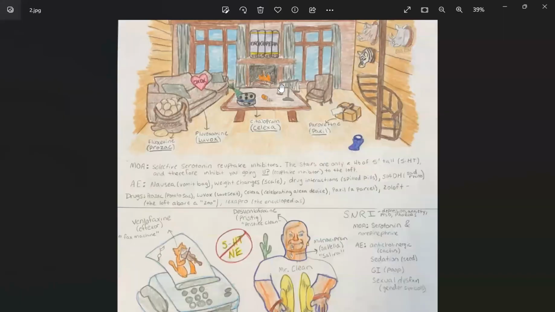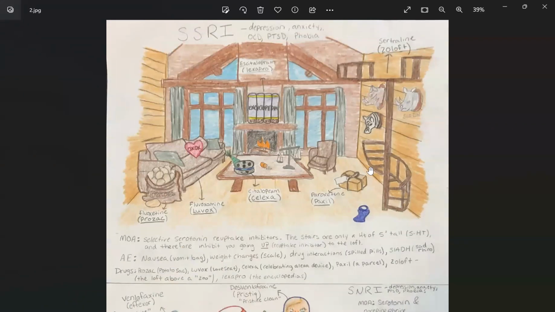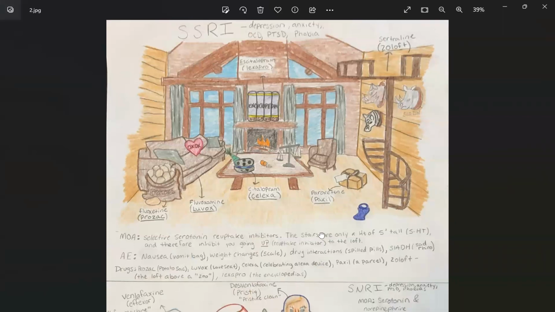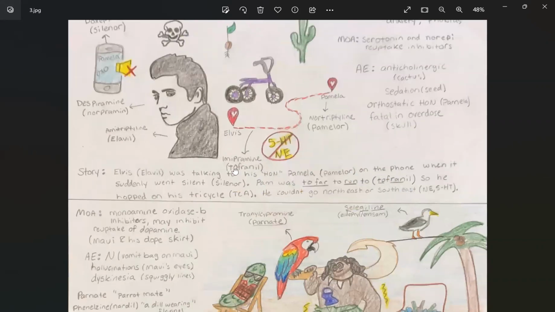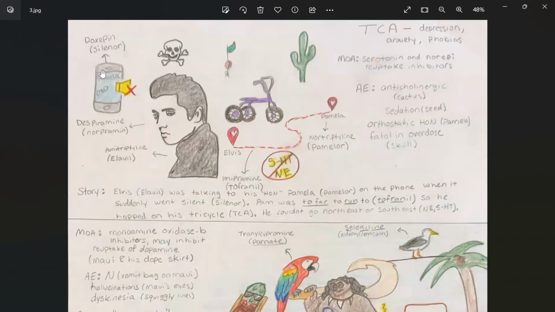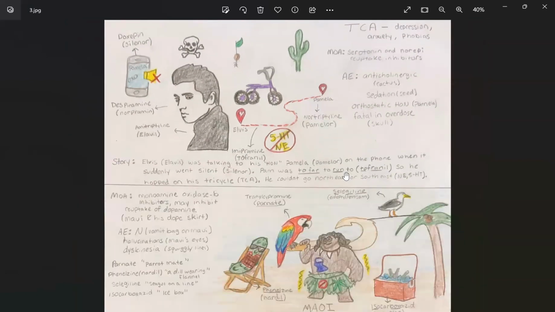I will review this. SSRIs is in this picture: Paxil, Prozac, Zoloft. You can use SNRIs such as venlafaxine, Cymbalta. And then your tricyclic antidepressants: Elvis for Elavil, he was desperate, desipramine, to call Pamelor. I'm so sorry that did not show up. And that's all I have picture-wise.